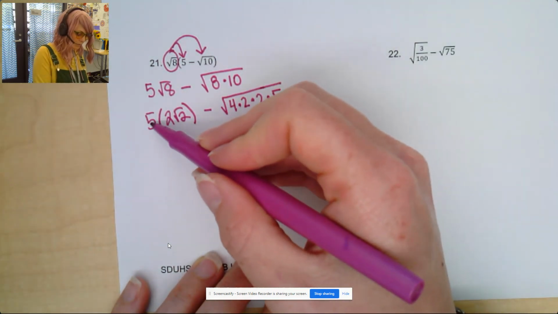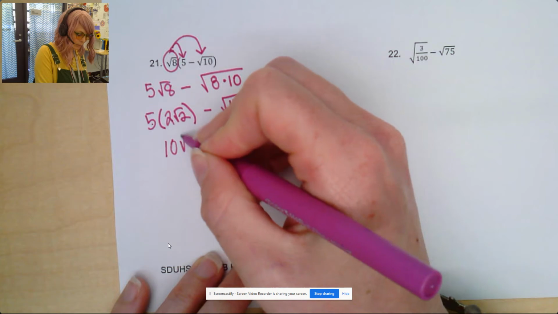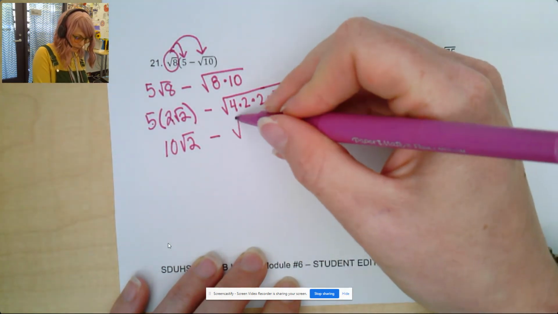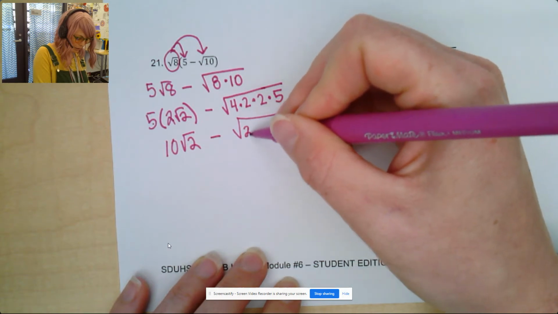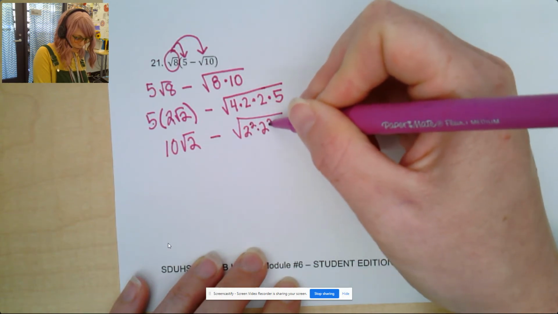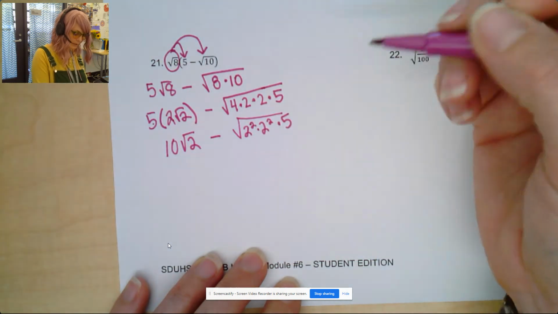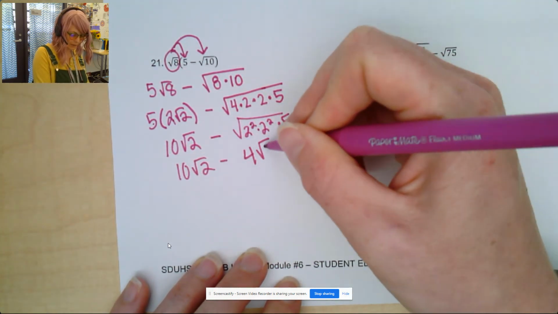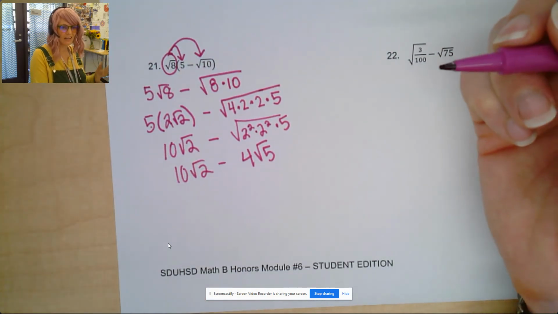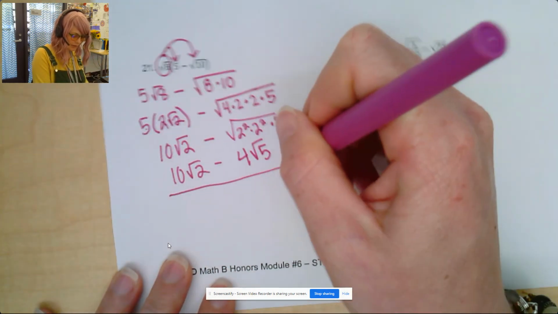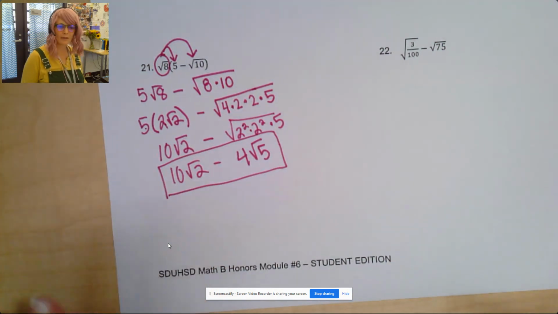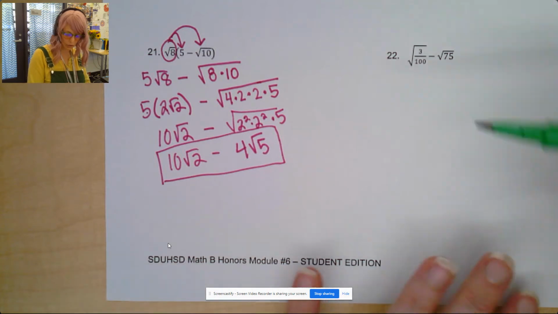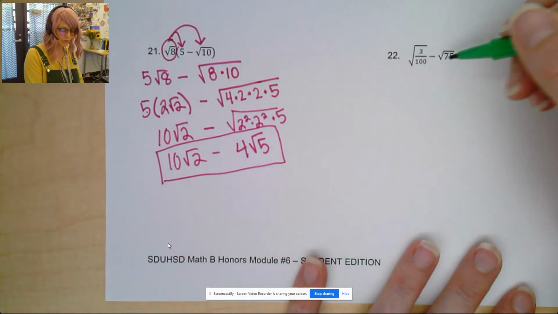From here, numbers on the outside, number on the outside, 10 square root 2, simplify, simplify, simplify that radical. Minus, what can I pull out here? Well, I have a 2 squared and a 2 squared and a 5. So I'm going to pull out 2 and 2, and it makes a 4. 4 square root 5. And then you're just done. You're like, I just want to go farther. Just give it a box. You're done.